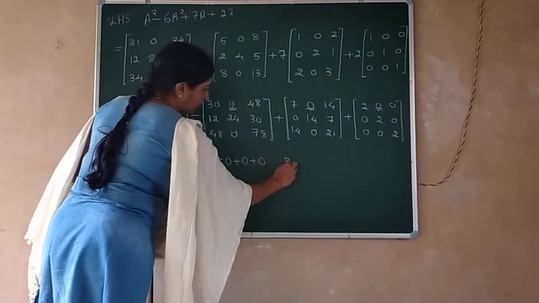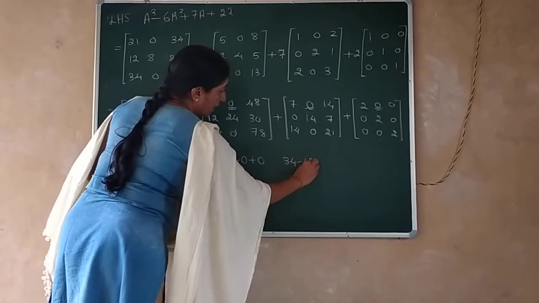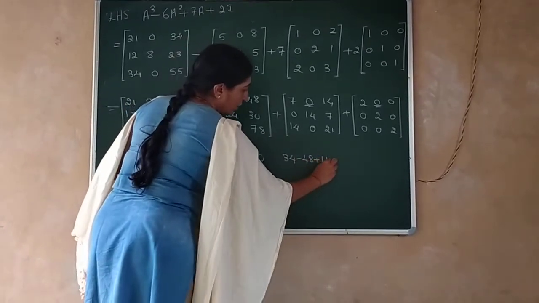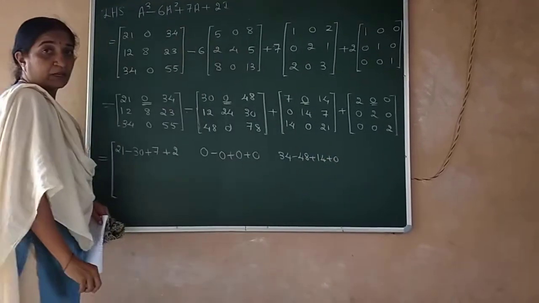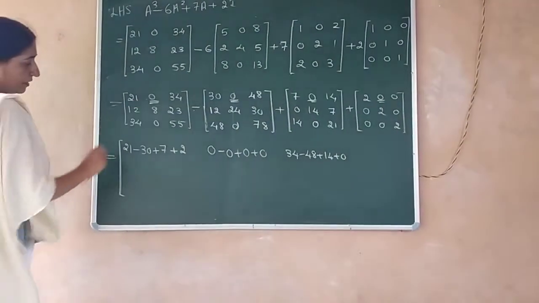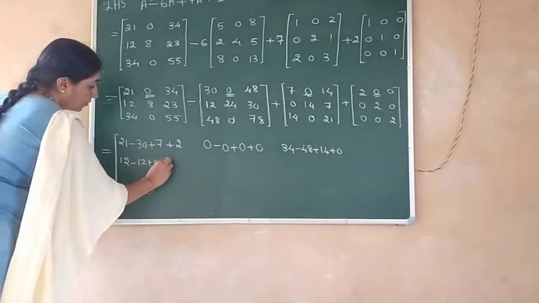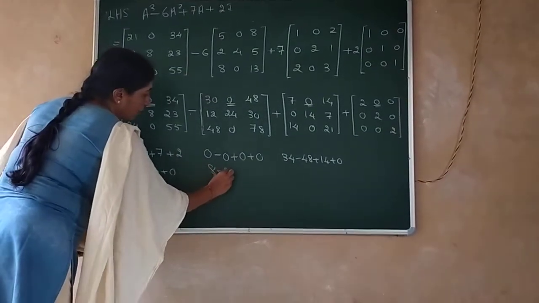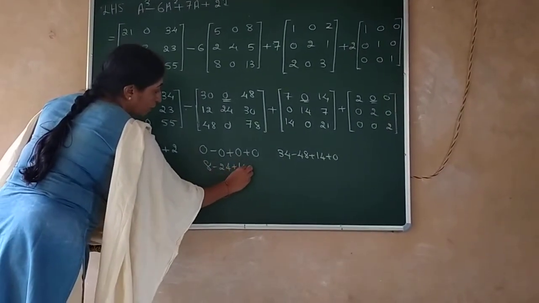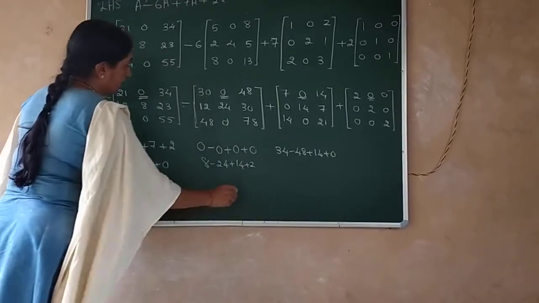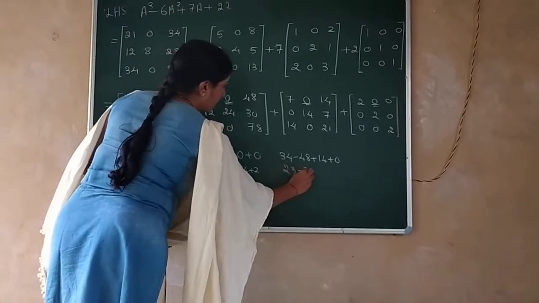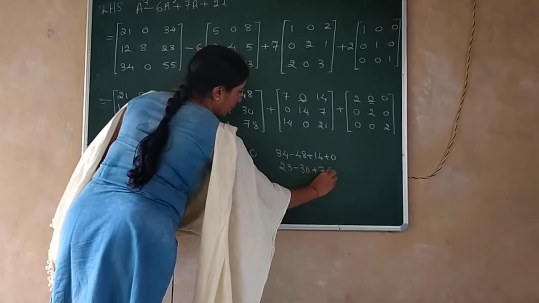34 minus 48 plus 14 plus 0. I think you are getting the steps. Write the remaining elements in the same way. 12 minus 12 plus 0 plus 0. 8 minus 24 plus 14 plus 2. Then 23 minus 30 plus 7 plus 0.